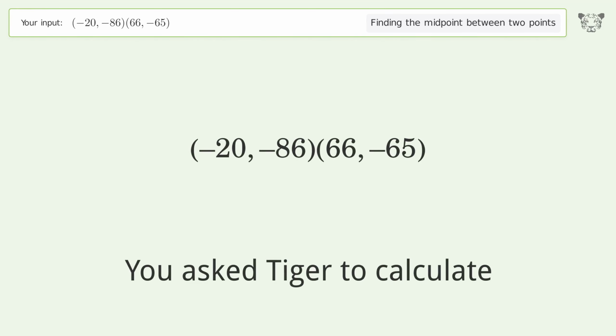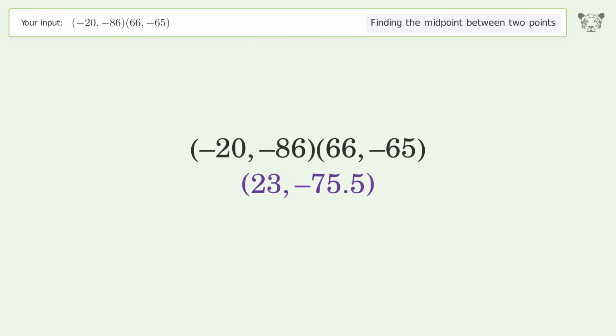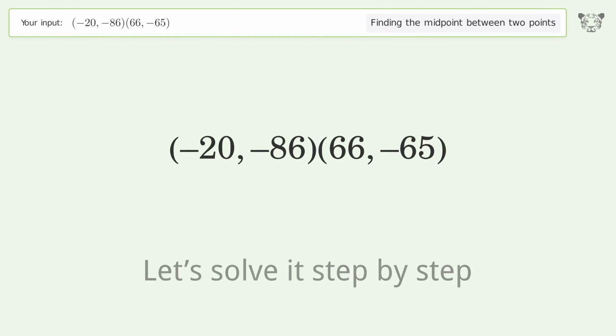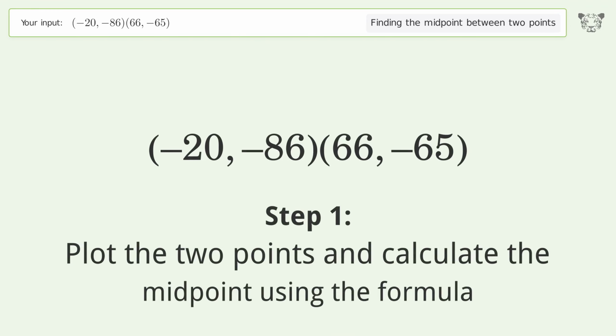You ask Tiger to calculate. This deals with finding the midpoint between 2 points. The midpoint between the 2 points is 23, negative 75.5. Let's solve it step by step. Plot the 2 points and calculate the midpoint using the formula.